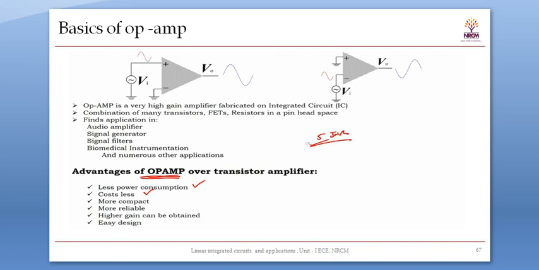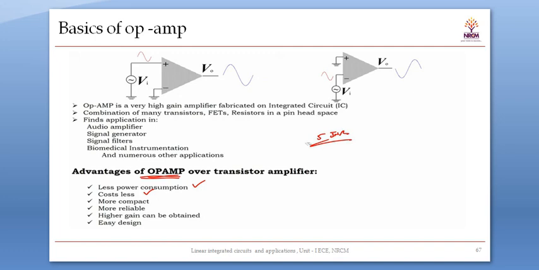Again, I am going to revise the things in brief. That is, op-amp is a very high gain amplifier fabricated on integrated chip. It is a combination of many transistors, FETs, resistors in a pin, and it finds the application in the audio amplifier, signal generator, signal filters, and biomedical instrumentation, and various other applications also.